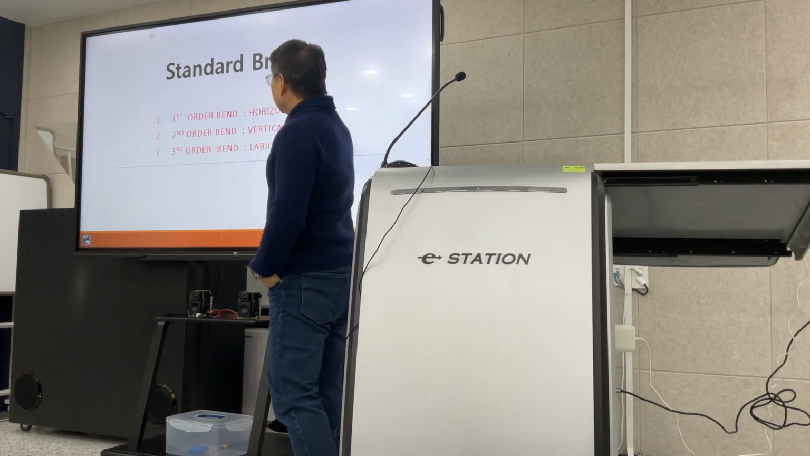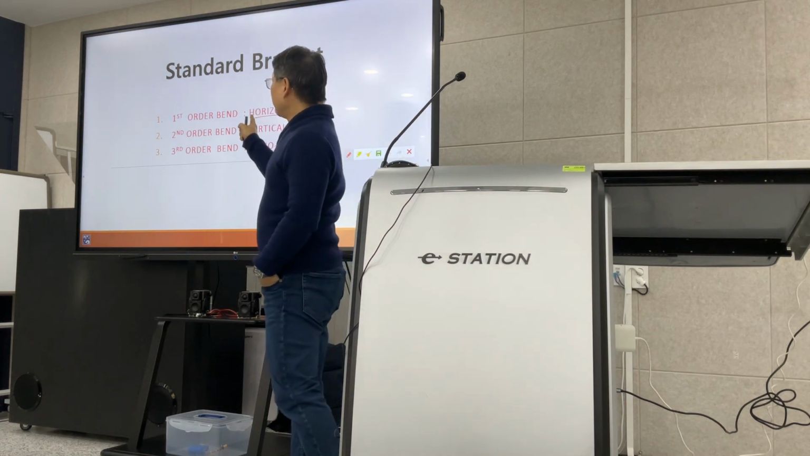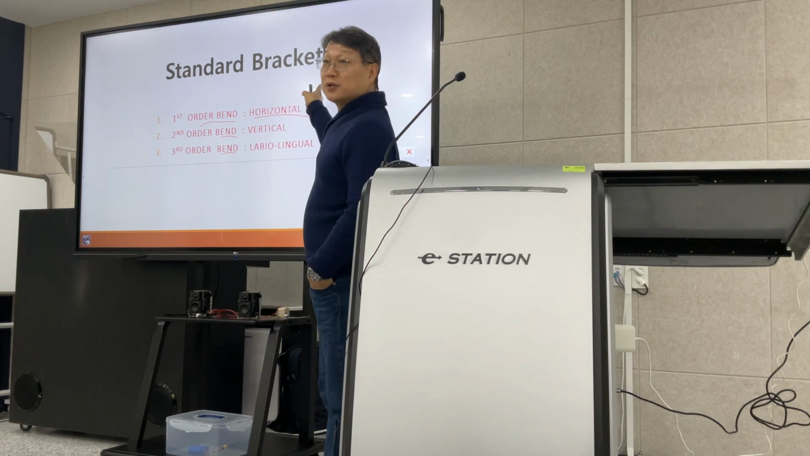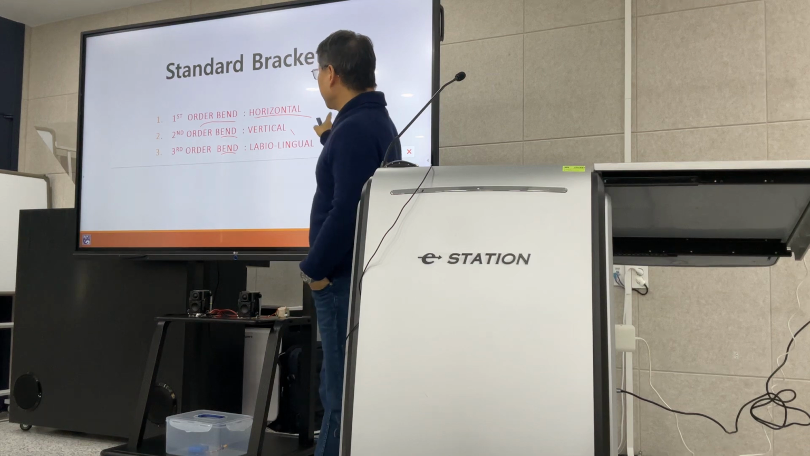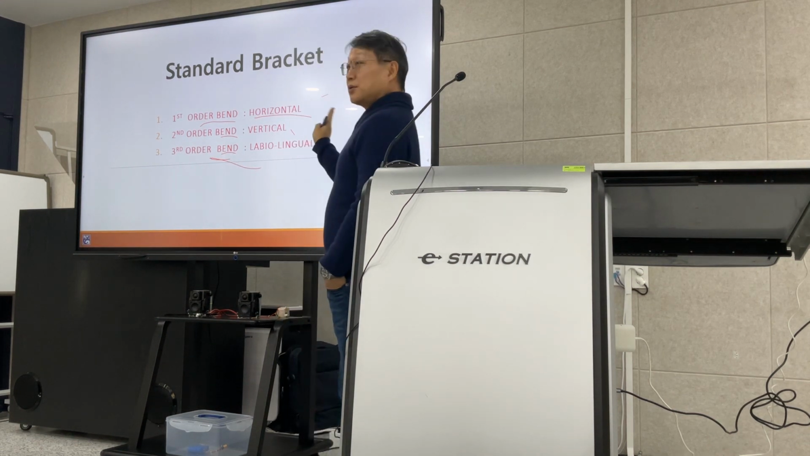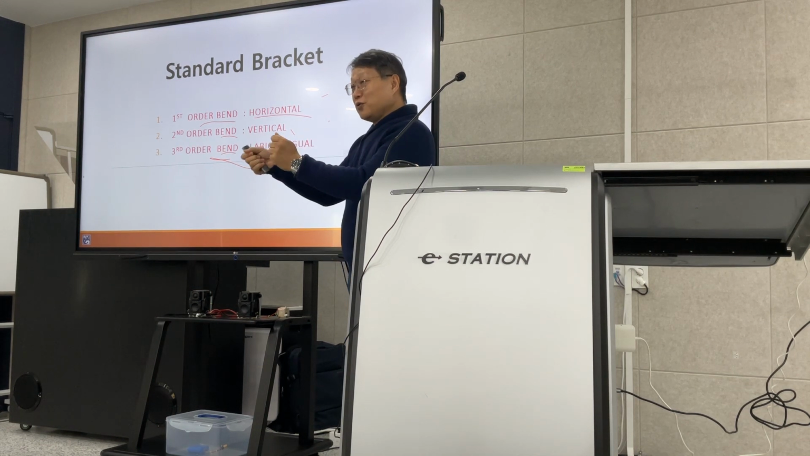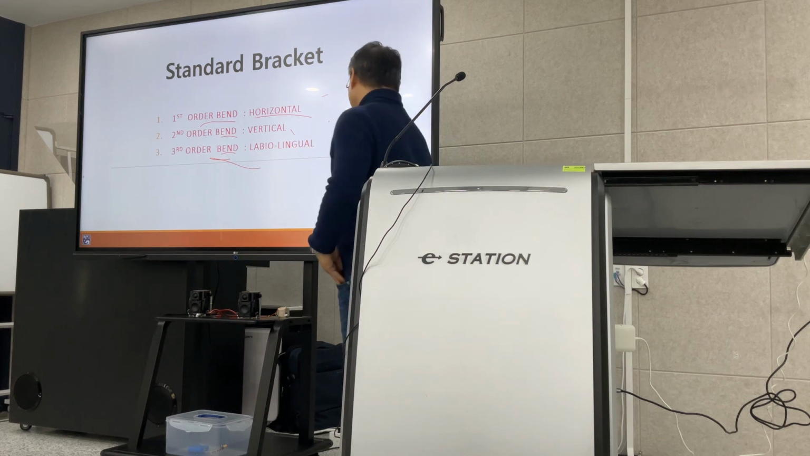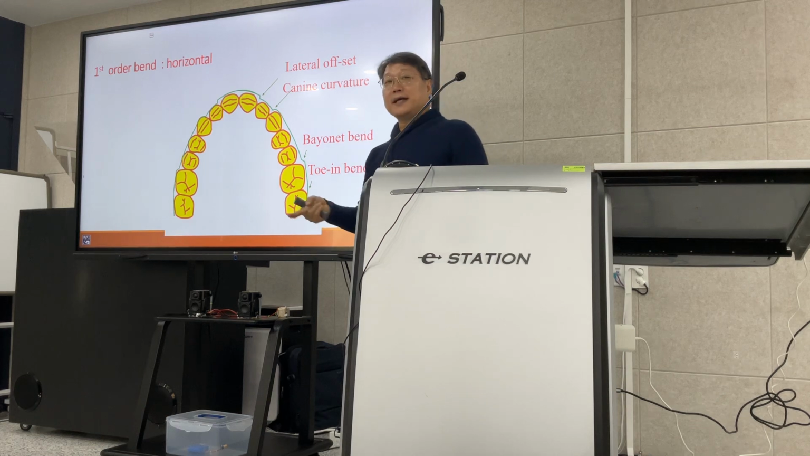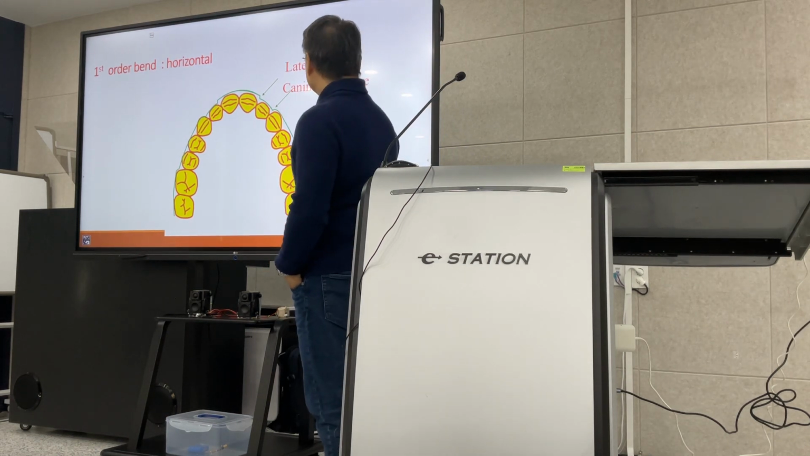Anyway, standard bracket has three kinds of bending. First order means in and out, you already know. Second order means vertically up and down. And third order bend means torque. So it's very difficult. Three-dimensionally, you have to bend it. No way. It's a very hard job. So just the concept, you have to remember the names.